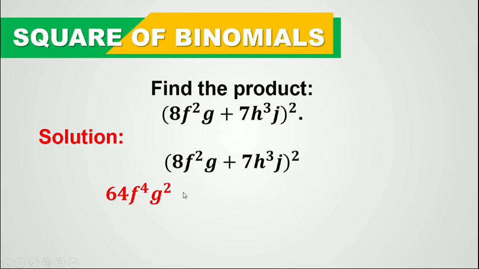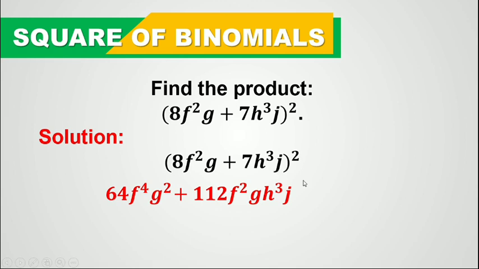Plus, so plus the second term. You multiply this. It's 112 because you multiply the first term and the second term. So 8f squared g times 7h cubed j. That's gonna be 56 times 2, 112. And then f squared g h cubed j. So you just copy their variables.